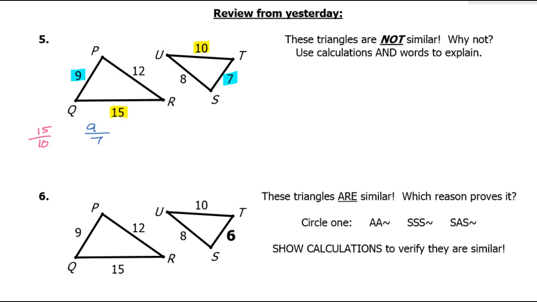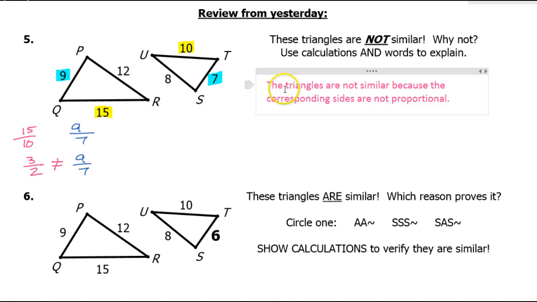15 over 10 does reduce. They're both divisible by 5, so that would reduce down to 3 over 2. But 3 over 2 does not equal 9 over 7, which does not reduce. So that means the sides are not proportional. So that means these triangles will not be similar. So I'm just going to write down a sentence. So there you go. The triangles are not similar because the corresponding sides are not proportional, as I showed with my calculations.